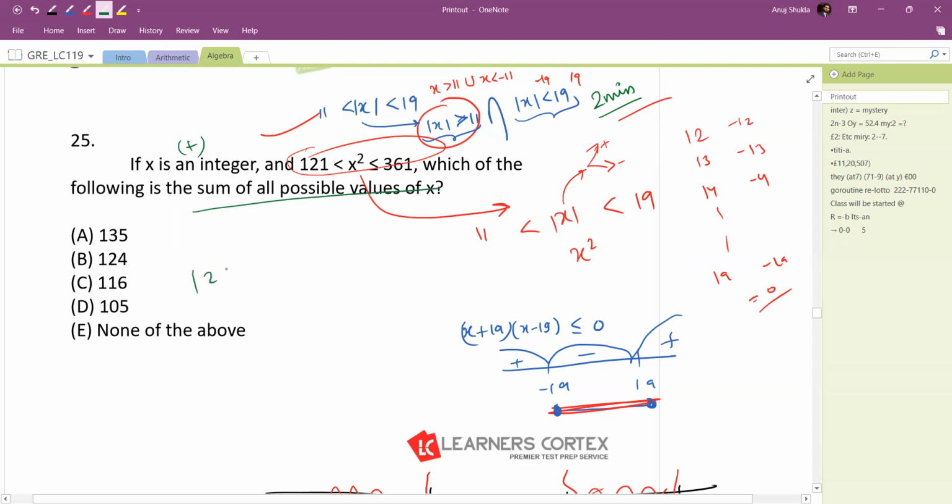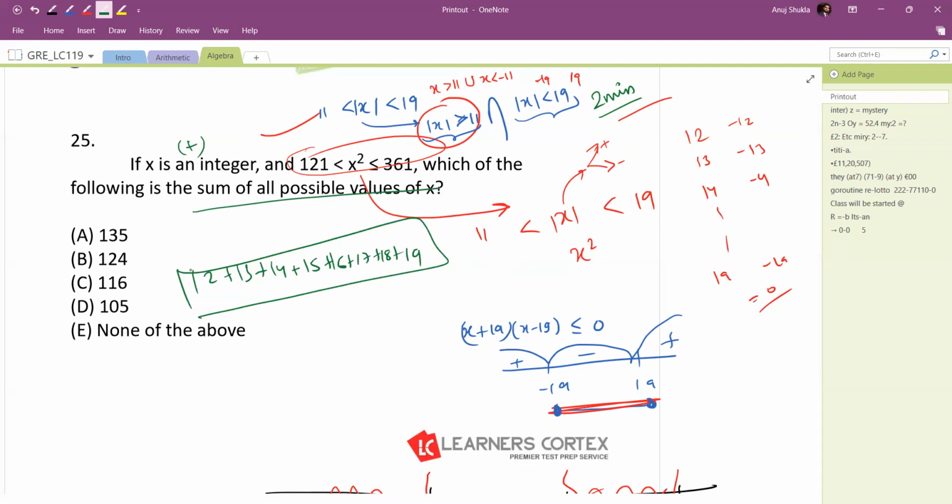The answer will be 12 plus 13 plus 14 plus 15 plus 16 plus 17 plus 18 plus 19. Then this will be the answer. And if they give you a negative integer, then it will be minus 12, minus 13, minus 14, minus 15, like that. Clear? Yes, sir. Okay. If you have any doubt, please let me know.